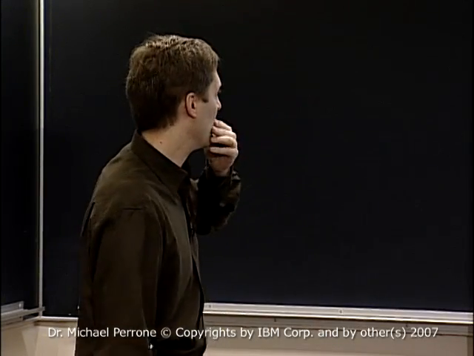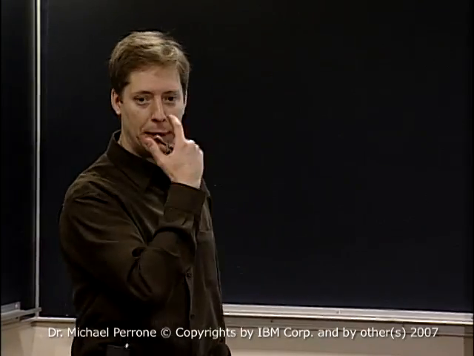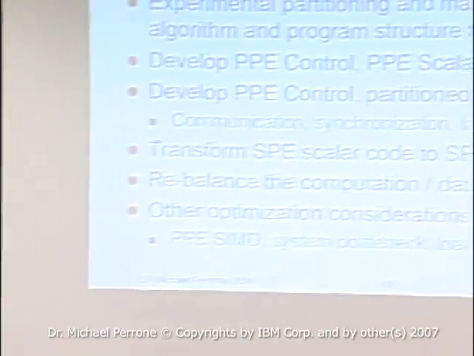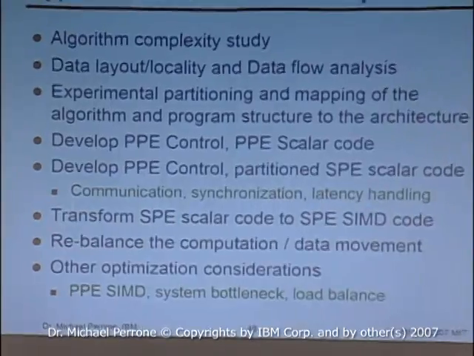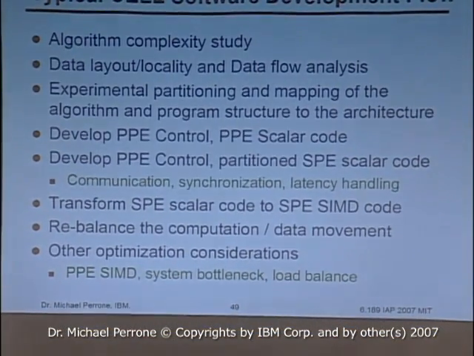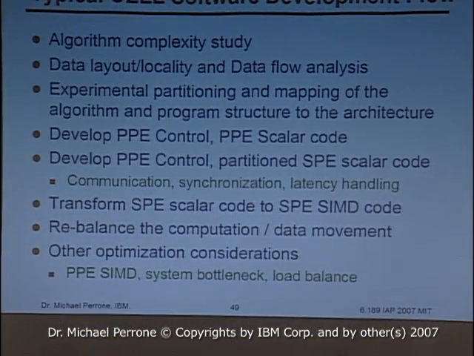You have to think about your code this way. You have your application, whatever it happens to be. You want to do an algorithmic complexity study. Is this order n squared? Is this log n? Where are the bottlenecks? What do I expect to be bottlenecks? Then I want to do data layout and locality. Now this is the data approach of Mike Acton. You want to think about the data. Where is it? How can you structure your data so that it's going to be efficiently positioned for when you need it? And then you start with an experimental partitioning of the algorithm.